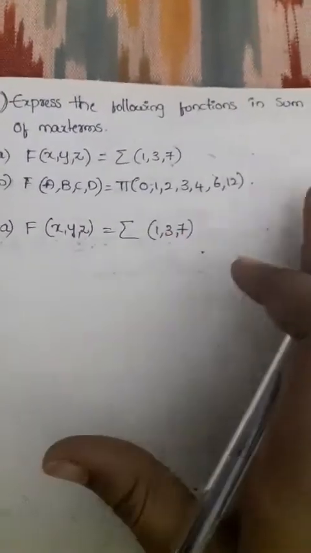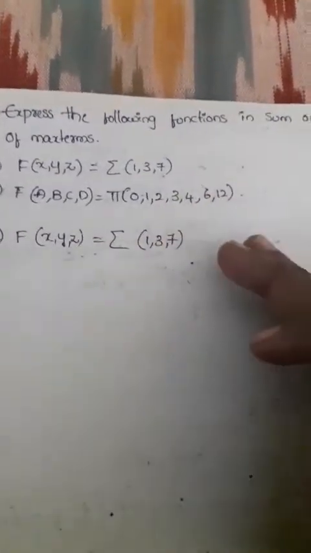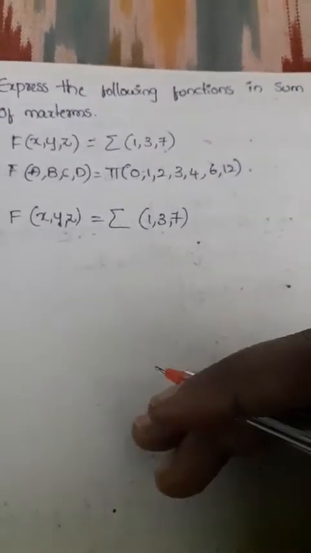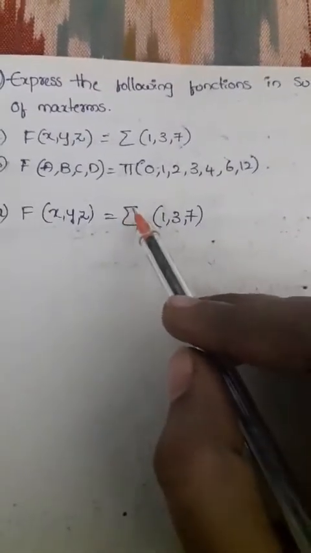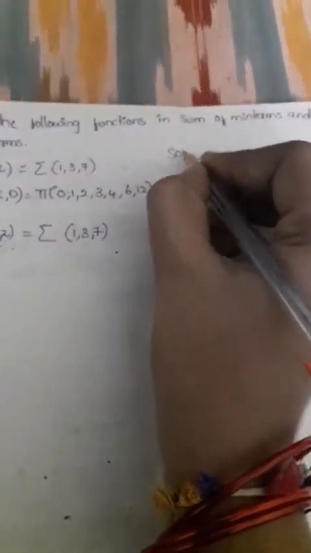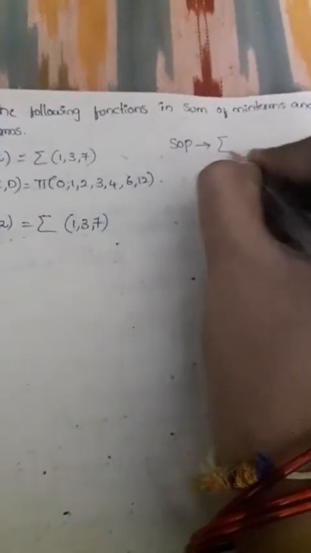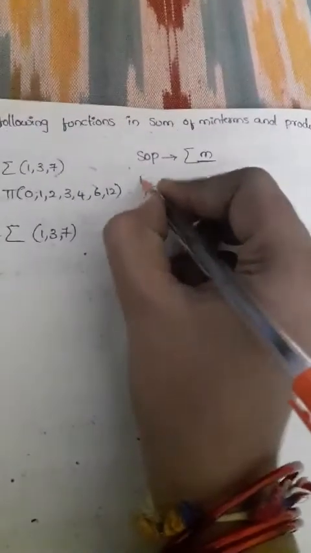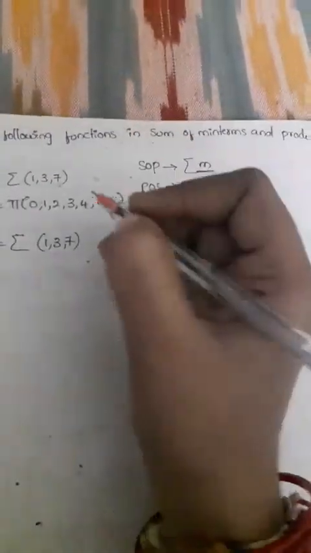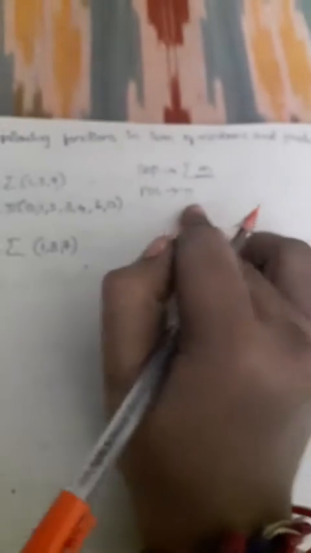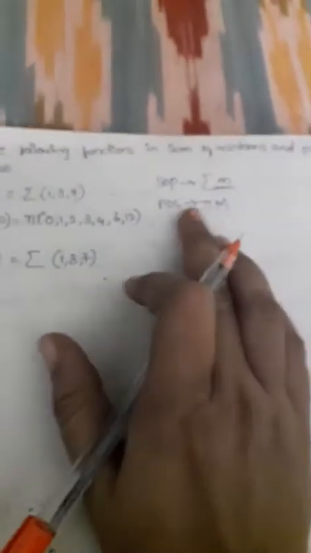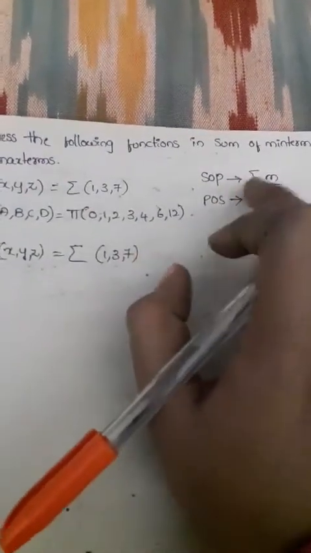First we have to check whether it is in SOP form or POS form, that is, whether it is in sum of minterms or product of maxterms. Sum of minterms has the summation symbol, or it can be expressed with small m. A product of maxterms can be expressed with the product symbol, or with capital M.